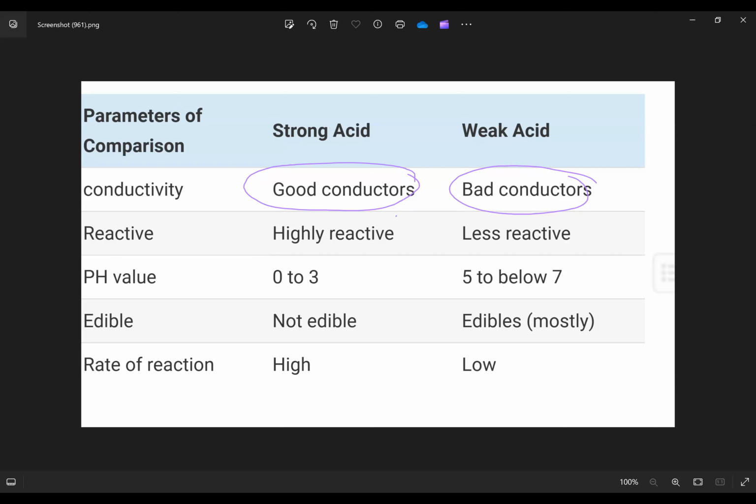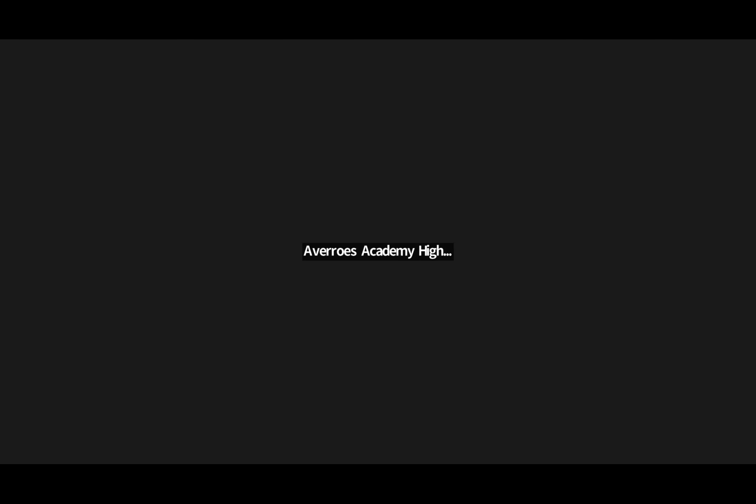But even bases are weak conductors of electricity. Bases are weak conductors of electricity, and acids are good conductors of electricity. This is the reason why we use the acid, we don't use the base.